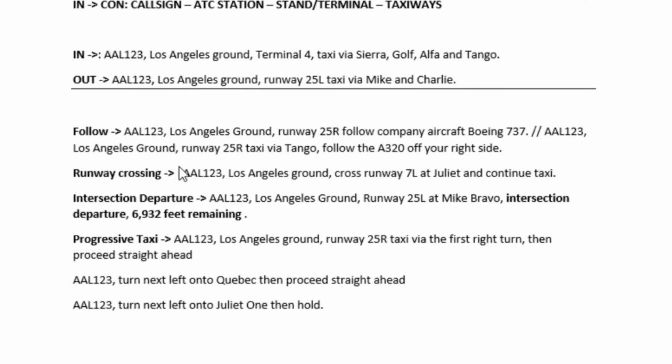Now for runway crossing, it's also very simple. America 123, Los Angeles ground, cross runway 7 at Juliet and continue taxi. One thing that you have to remember, you don't say 07, you say just 7.